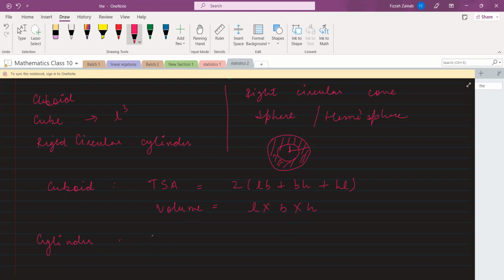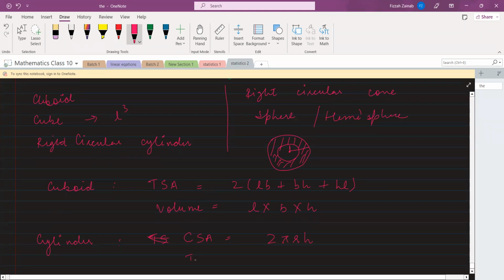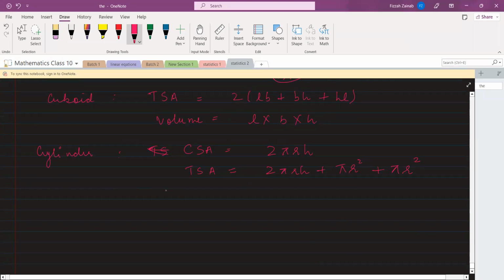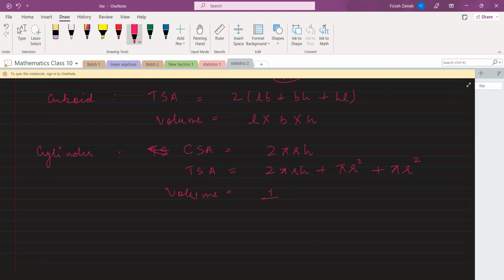Now cylinder. So curved surface area of a cylinder. Curved surface area means only the curved part. So 2 pi r into h. And if you want to find the total surface area, that means the curved surface area plus the area of the top plus the area of the bottom. Understand? This is the total surface area. Okay. And what about the volume? Volume was pi r square into h.